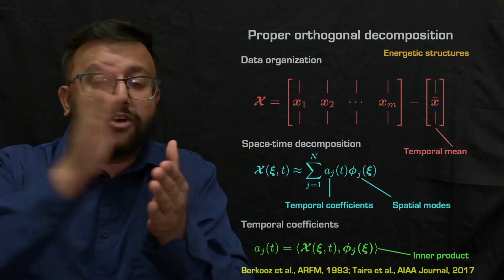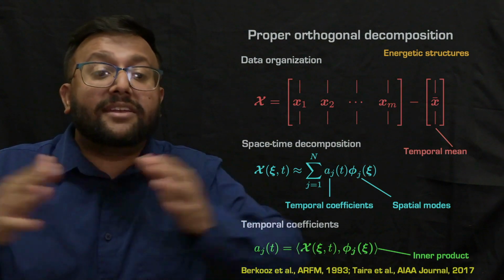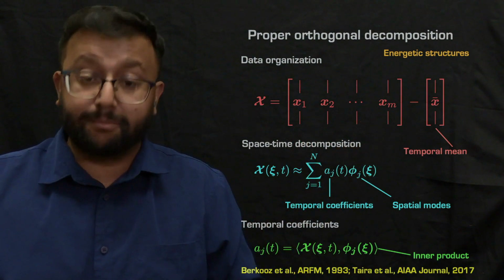So by doing this for different realizations, x1, x2, all the way to xm, you can get an entire time history of the temporal coefficients.